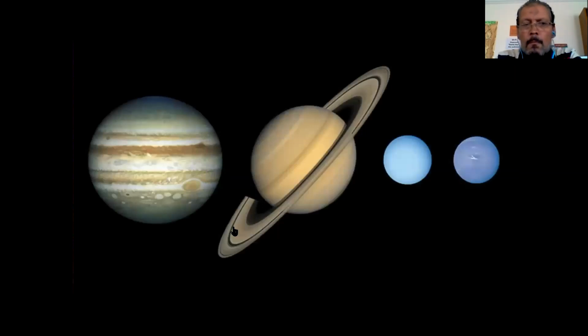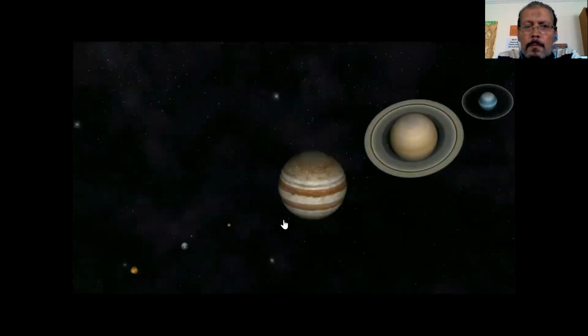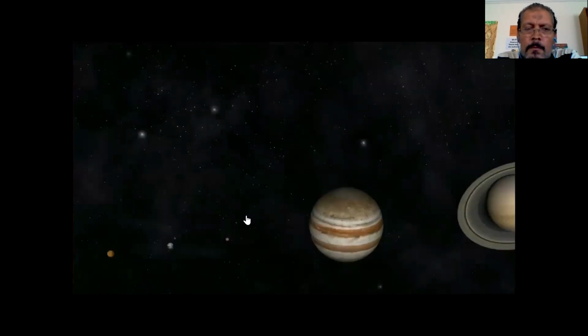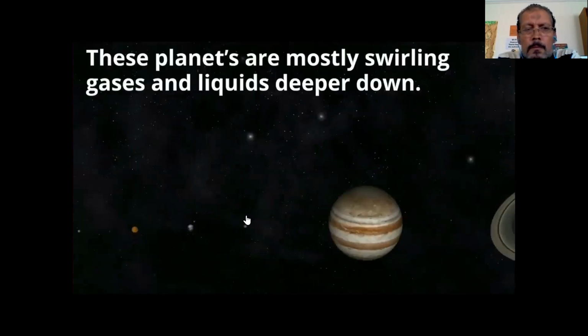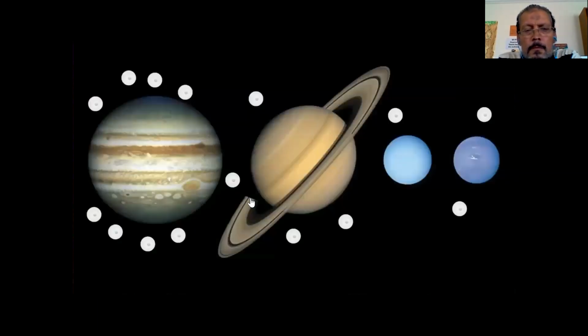Another strange feature about these planets is that they don't really have a true surface. They are composed of gases like hydrogen and helium and some methane. The planets are mostly swirling gases and then liquids deeper down. The gas giants also have many moons. Jupiter has 79 moons, Saturn 62, Uranus 27, and Neptune has 14 moons.